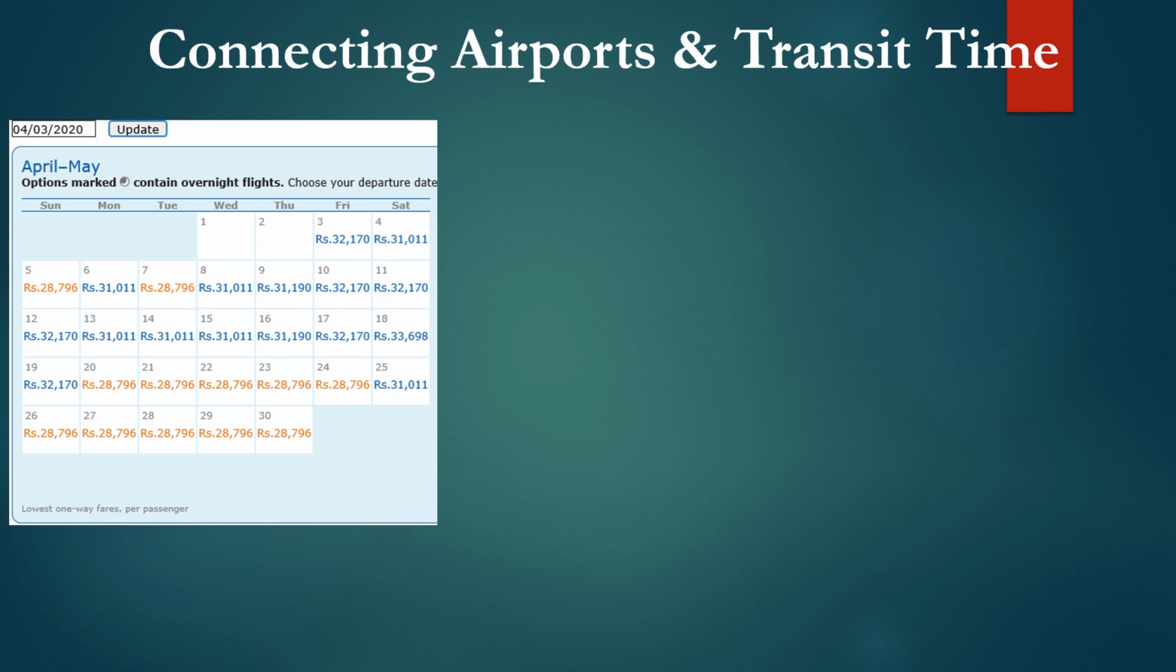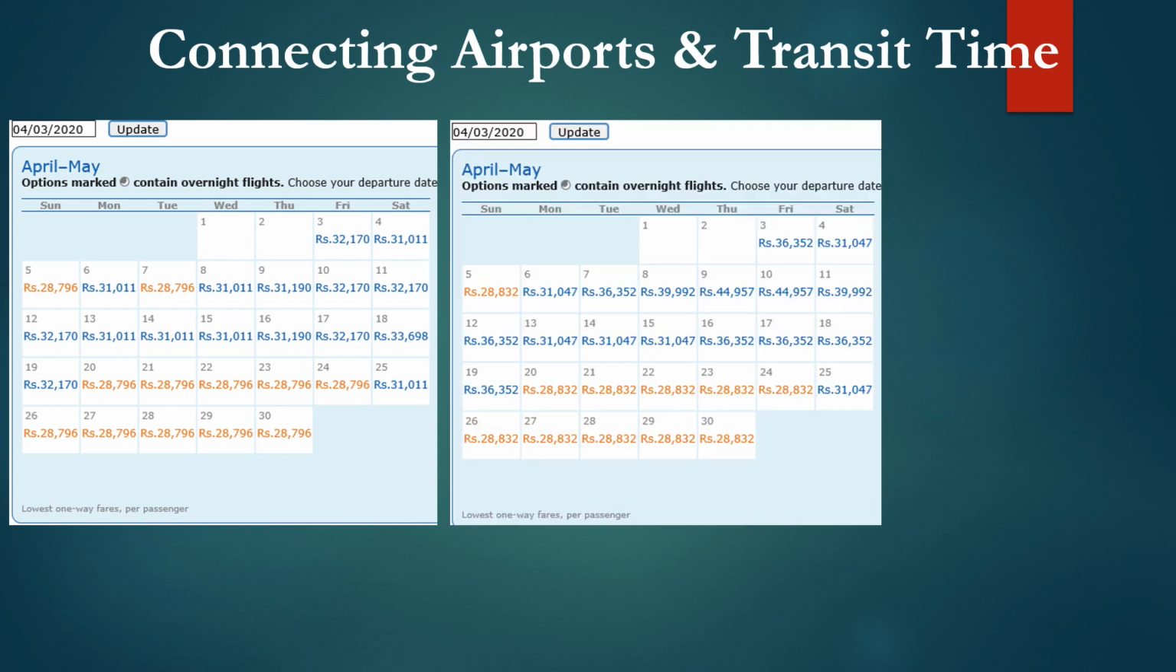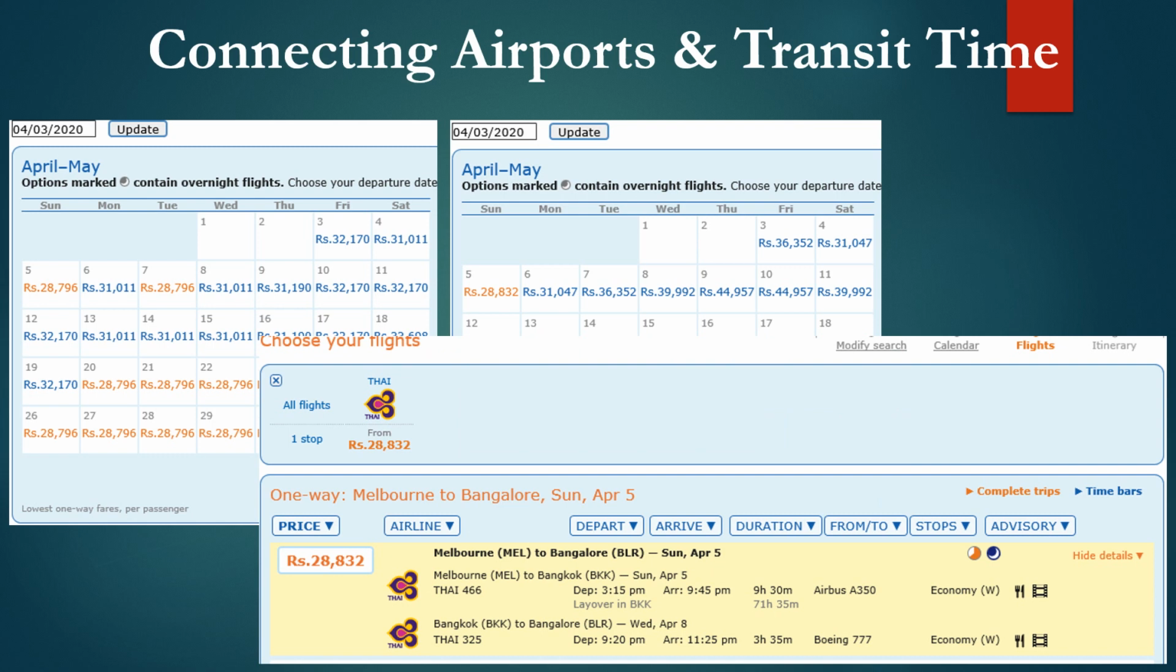So this is the first option where I did not say any connecting airport or any minimum connect time. So the cheapest fare that I got is 28,796. And in the second option, what I did was I specified that I want to transit in Bangkok and I wanted a minimum connect time of 48 hours. Now I get the search results based upon this condition, and it is an additional cost of just less than 100 rupees.